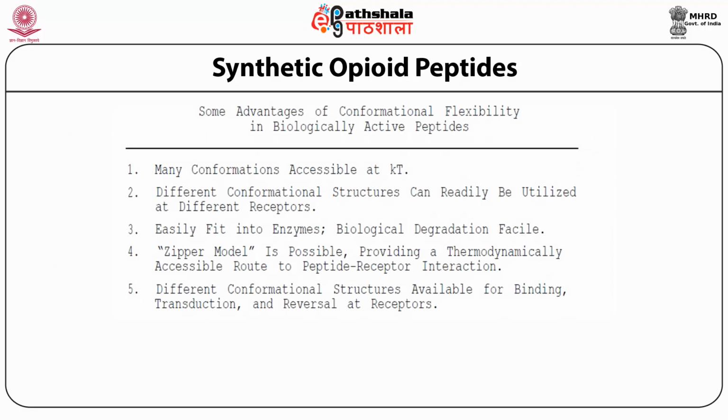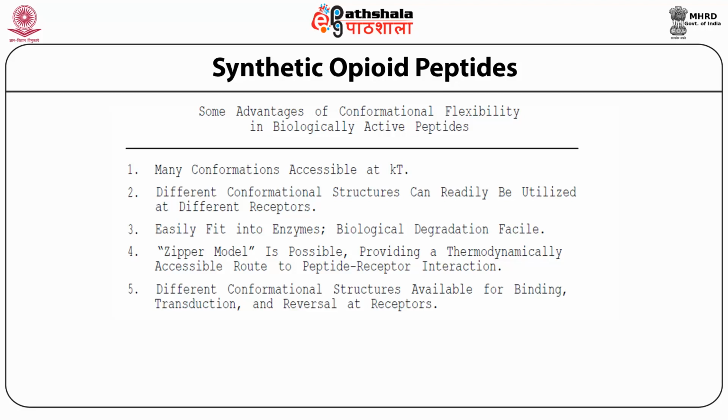So, coming to the importance of synthetic opioid peptides, one of the most important facts about them is that you can change the conformation, and as I already discussed, the conformation is directly proportional to the activity of the peptide. Because we can modulate the conformation, these synthetic opioid peptides can be of much more use. Also, it easily fits into the enzyme, so biological degradation is facile, and because it easily fits into the enzyme, the medicinal value increases. Also, different conformational structures are available for binding, transduction, and reversal at receptors.